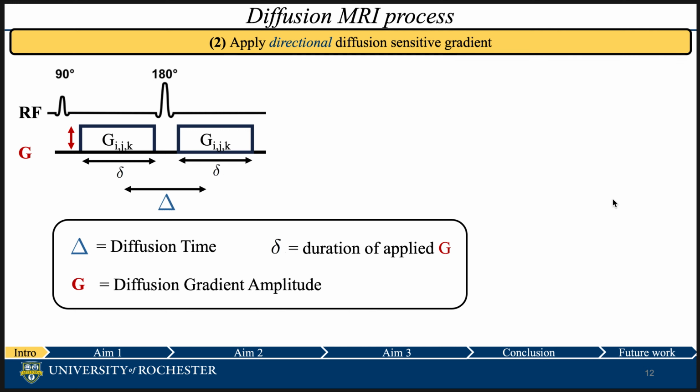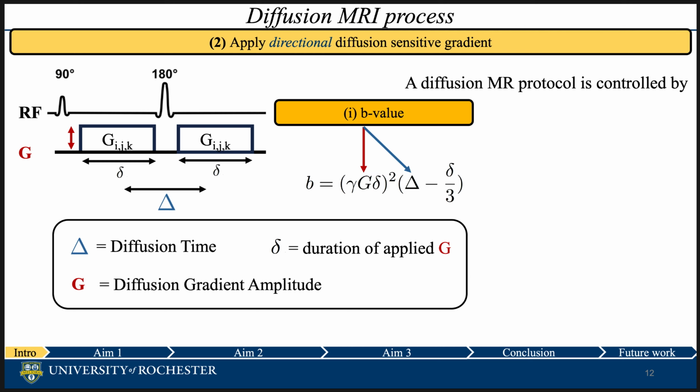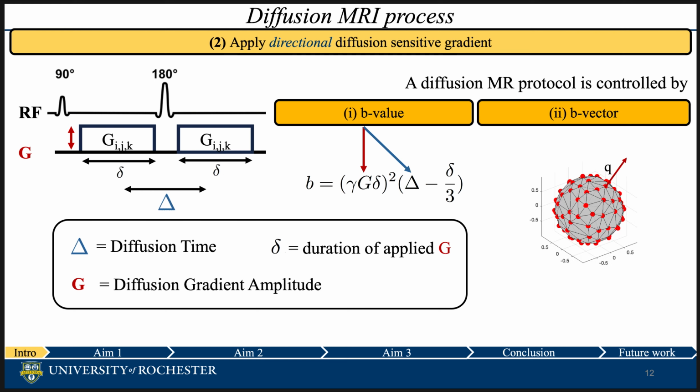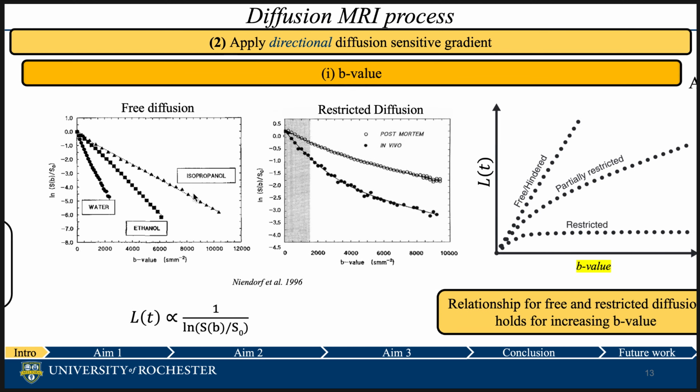Now, in the second step, we introduce this particular diffusion time and diffusion gradient. We introduce the diffusion gradient and we apply that at a particular diffusion time. Now, a diffusion MR protocol is controlled by two things. The first one is the B value, which is a conjugate term of this diffusion time and diffusion gradient. And the second one is the B vector, or the directional diffusion sensitive gradient.